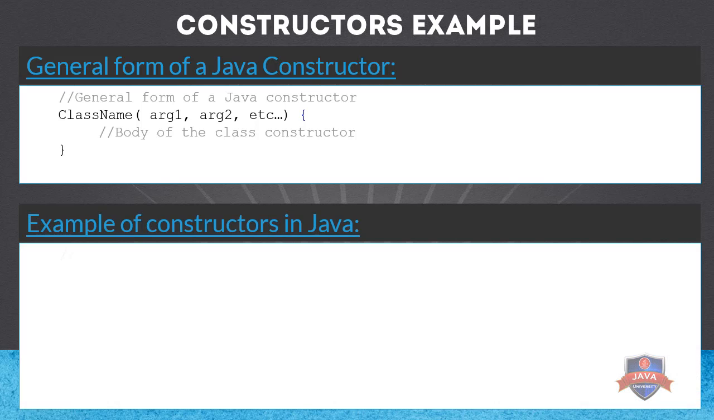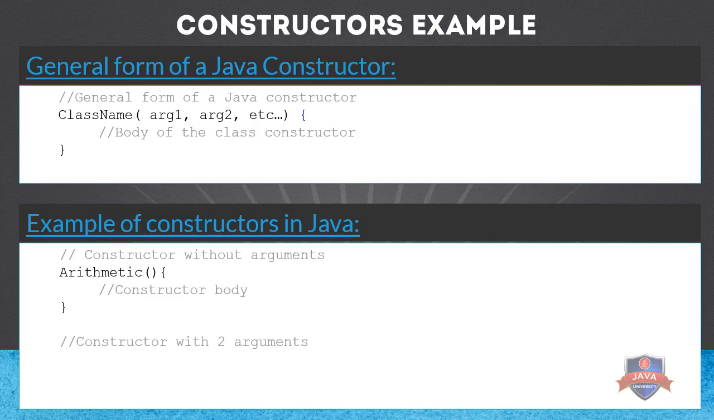Example of constructors in Java. Constructor without arguments. So we define the arithmetic constructor without arguments, and we have the constructor body. But also we can have a constructor, for example, with two arguments. So we define a constructor but passing two arguments. We also have the constructor body, and we close this constructor body.